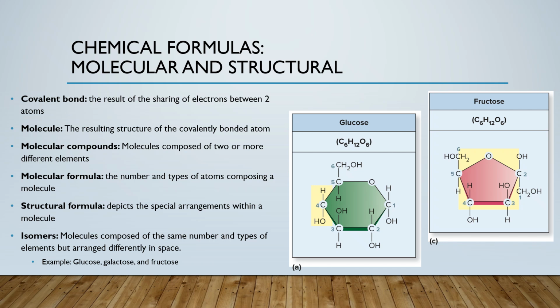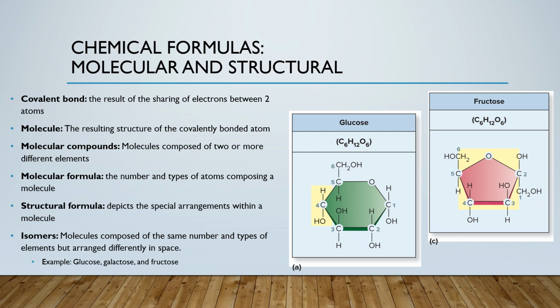Molecular compounds are molecules made up of 2 or more different elements chemically bonded. An example is water, or H2O. The molecular formula indicates the number and types of atoms in a molecule. The structural formula shows the spatial arrangement and bonding between atoms in a molecule. This helps to visualize how atoms are connected.